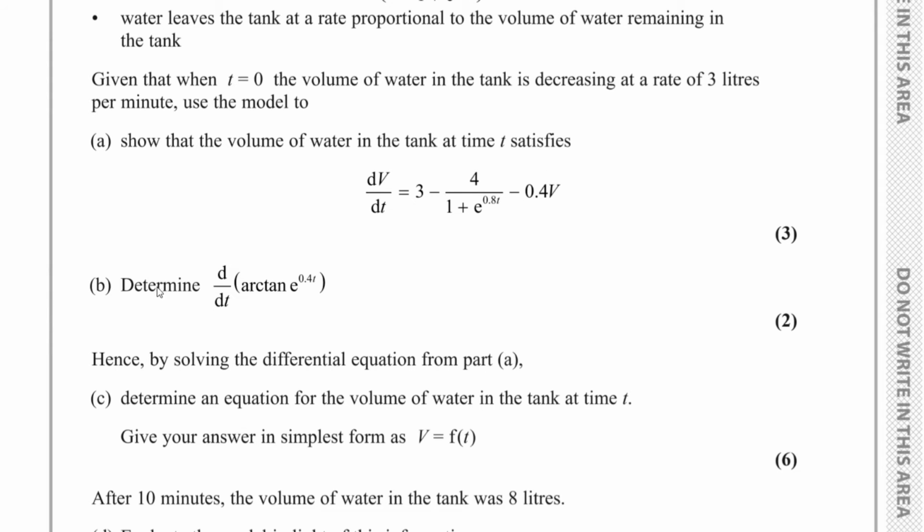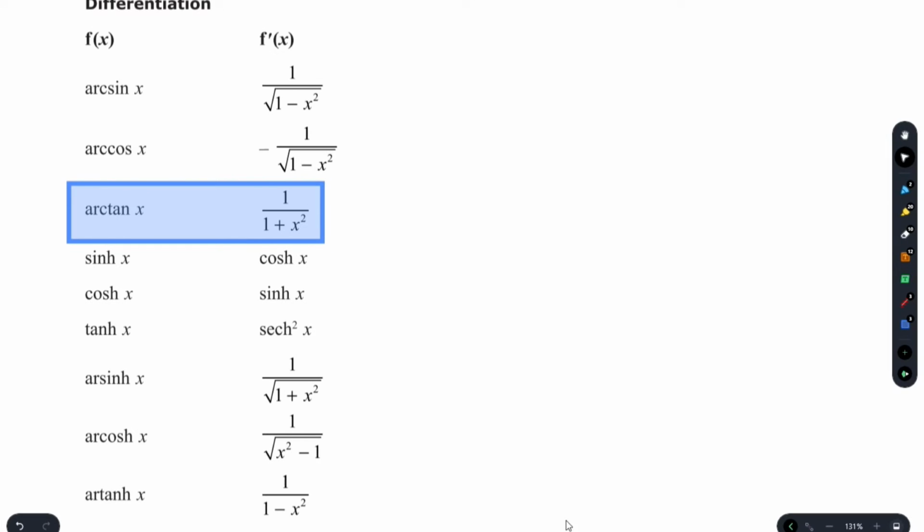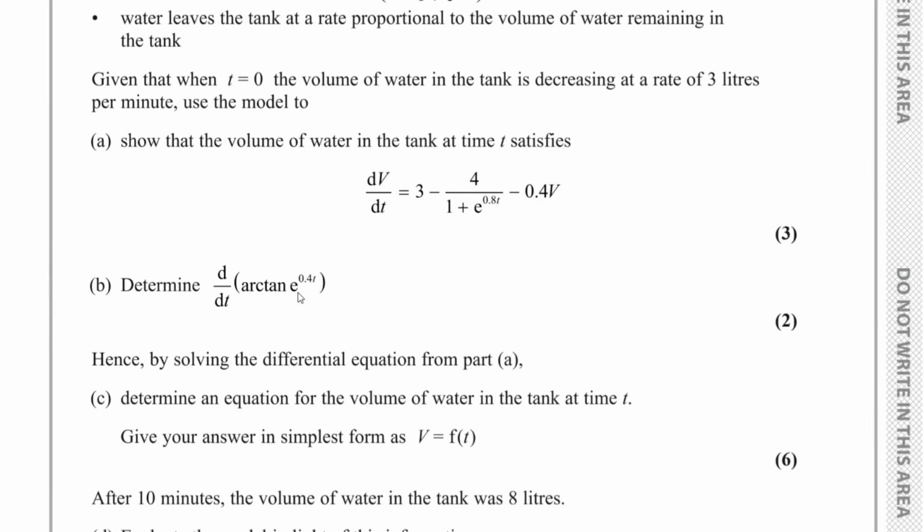Part B, we have to determine the derivative with respect to t of the arctangent of e to the 0.4t. Well, if we go to the formula book, the derivative of the arctangent of x is given by 1 over 1 plus x squared. Now instead of an x, what we have is e to the 0.4t, which means we would have to use the chain rule.